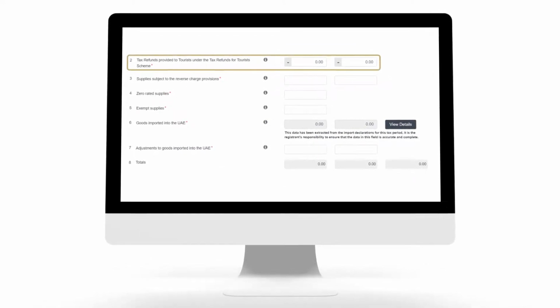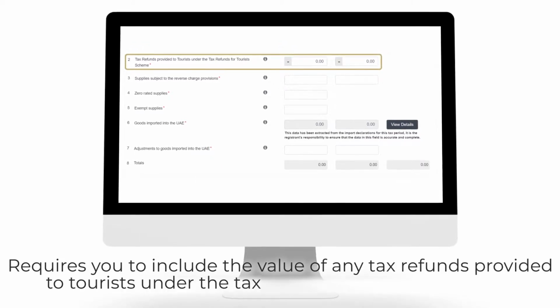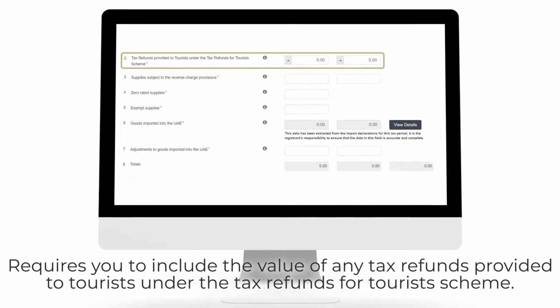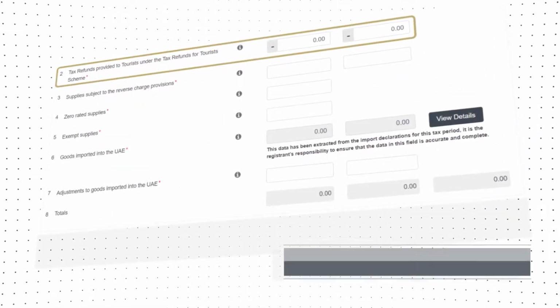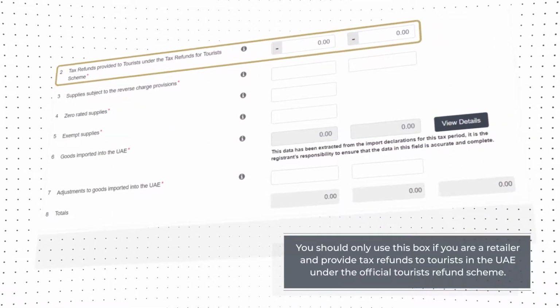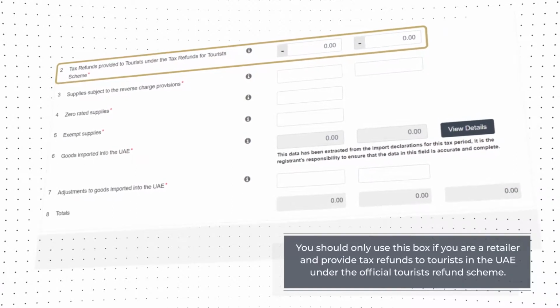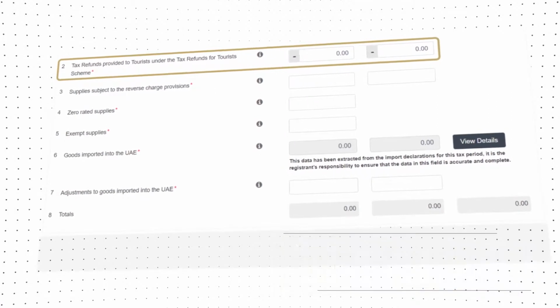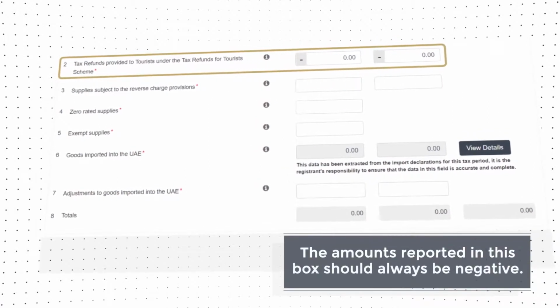Box 2 requires you to include the value of any tax refunds provided to tourists under the Tax Refunds for Tourists scheme. You should only use this box if you are a retailer and provide tax refunds to tourists in the UAE under the Official Tourists Refund Scheme. The amounts reported in this box should always be negative.